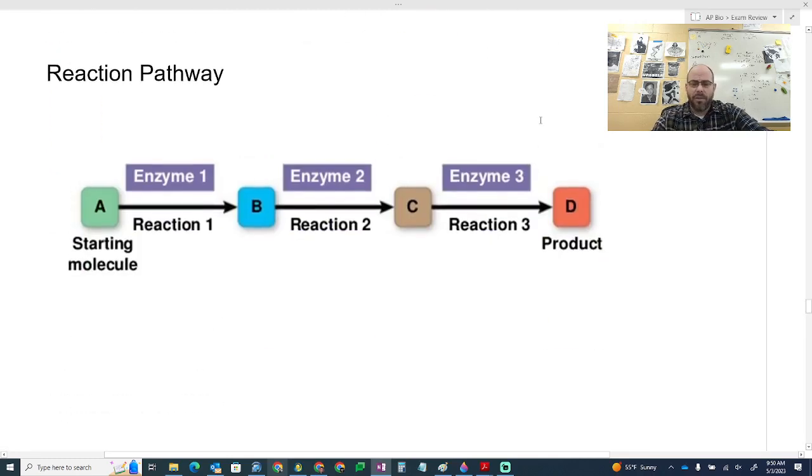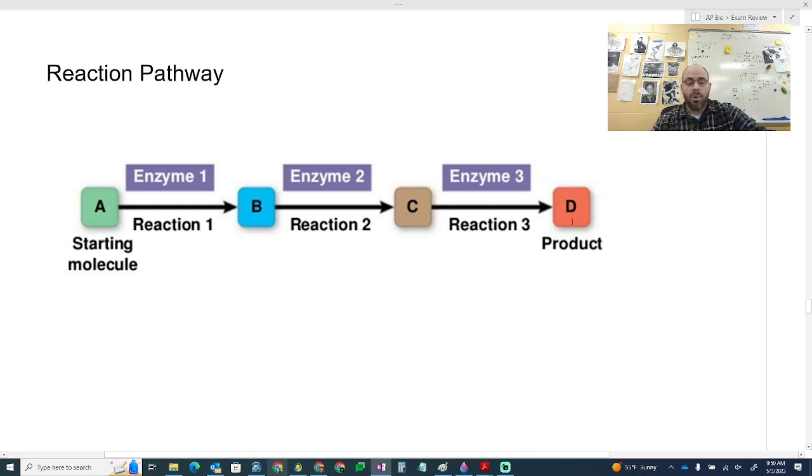And this brings us to reaction pathways. Enzymes are oftentimes going to be used in pathways, and the simple idea of this is that you have A, and enzyme 1 is going to make B. Well, B is not the finished product, right? B is just kind of an intermediary product, and enzyme 2 is going to make B into C with a second reaction. Enzyme 3 then is going to make C into D, and D is the final product.